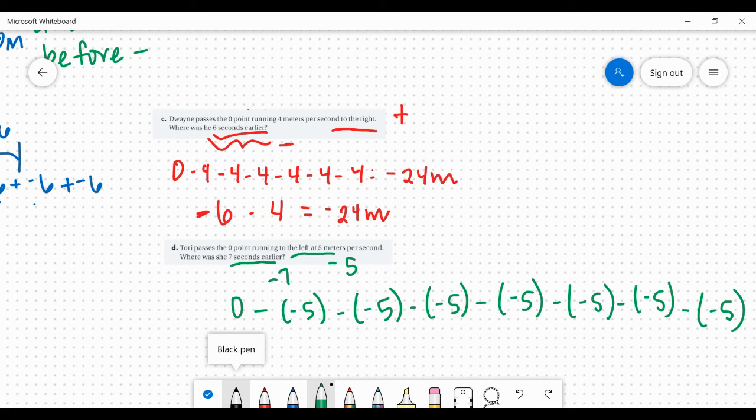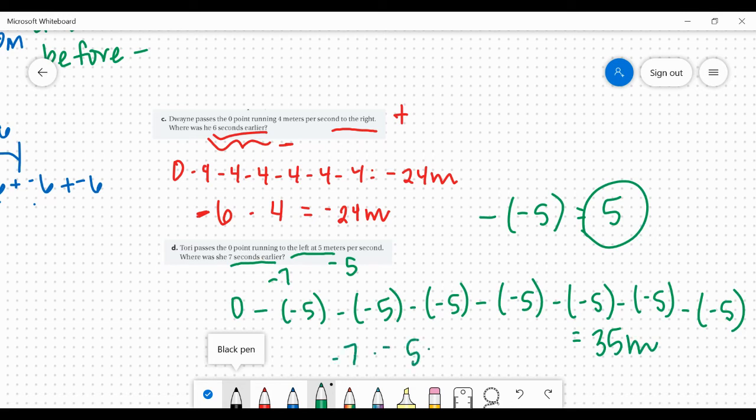Now the other thing we know is that minus negative 5 equals positive 5, correct? So all of these are going to be 7 groups of positive 5, which equals 35 meters. So we have negative 7 times negative 5 equals positive 35. We can begin to think about this as a negative times a negative giving us a positive number. This is a hard thing to conceptualize, but in this problem we're thinking she's going to the left, so it's negative 5, but again, 7 seconds earlier.